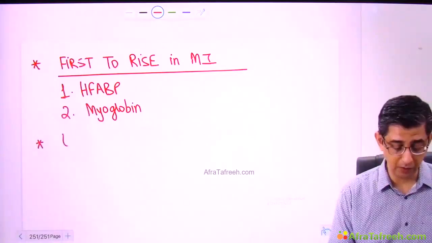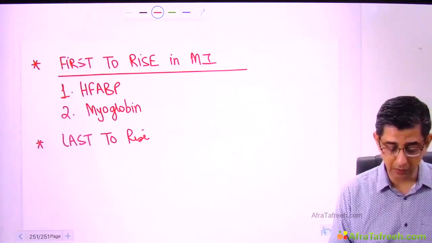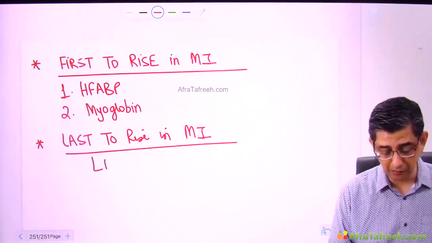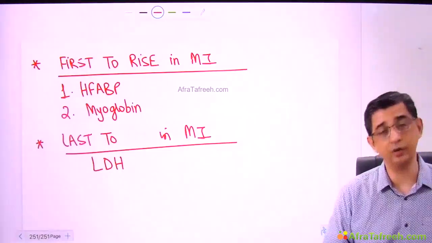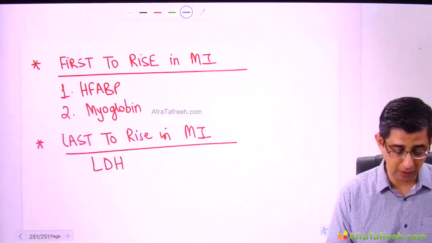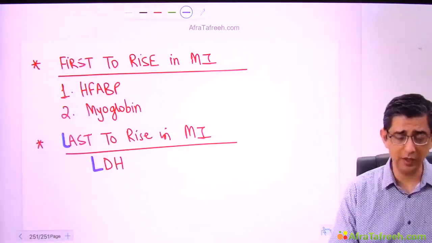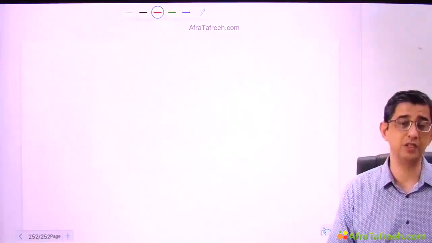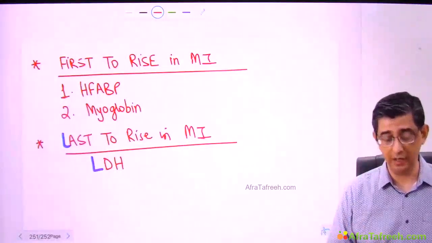Now another piece of information: if he asks what is last to rise in MI. This is only for academic reasons, because as a clinician I am definitely not interested in what is last to rise, because my objective is always early diagnosis. But I want you to remember, last to rise in MI is LDH. Just remember from the L alphabet, lactate dehydrogenase. Though LDH is not very accurate, in the sense that LDH is present inside RBCs also. Lots of times they might even talk about the LDH1 and LDH2 ratio also.